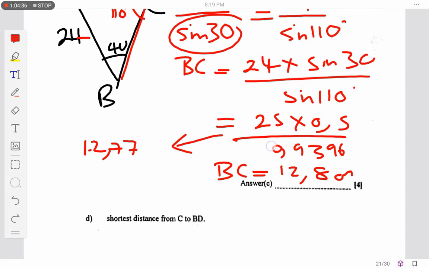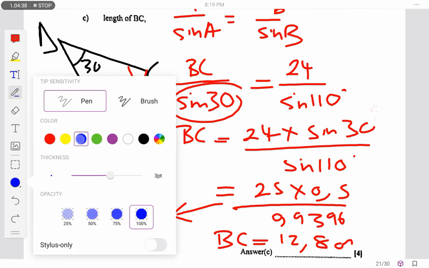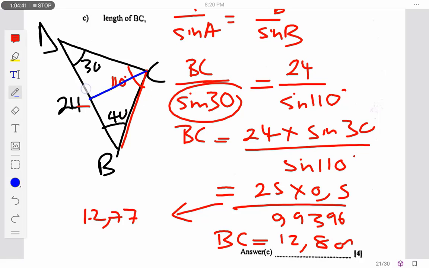I can use this diagram. What we are looking for is this, which is 90 degrees, the shortest distance. We can call it X. We can use the sine rule. Remember we have calculated BC to be 12.77, so we can now use this same small triangle.